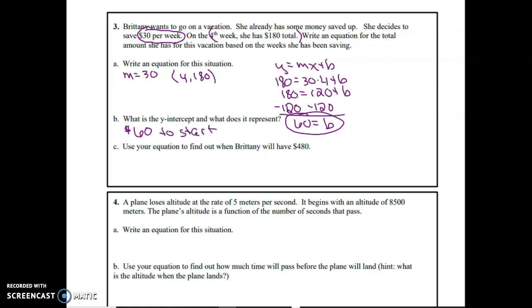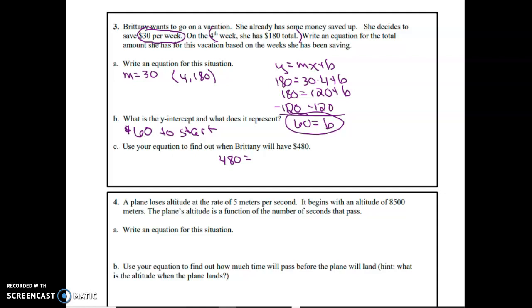All right. Well, maybe her goal is $480. So how long is it going to take for her to save that much? So think about that again. Where would I put 480? In place of X or in place of Y? Goes in place of Y because it represents money.